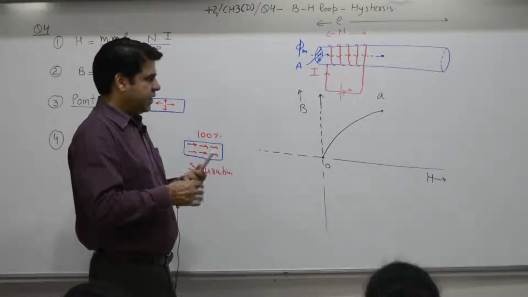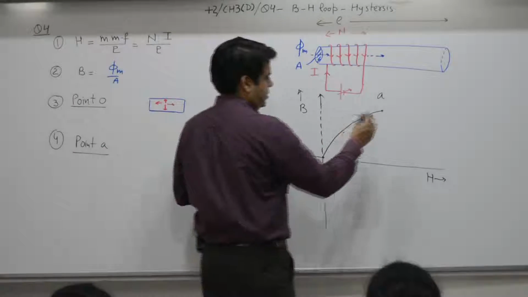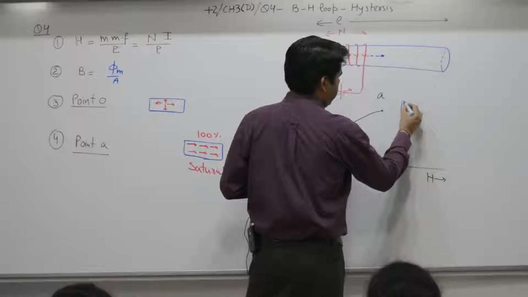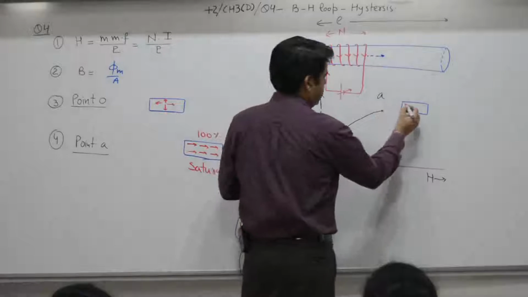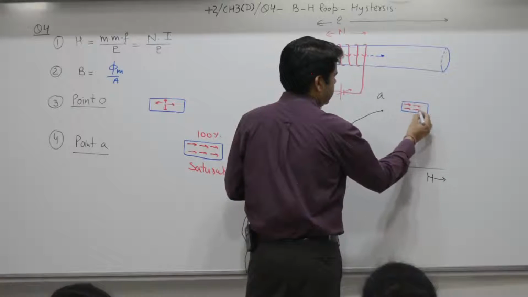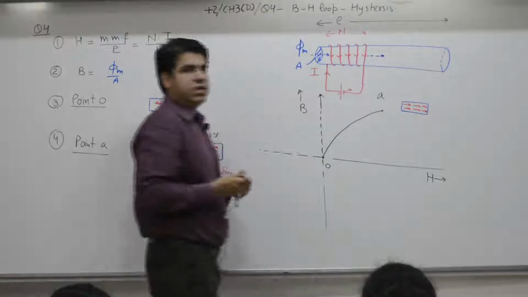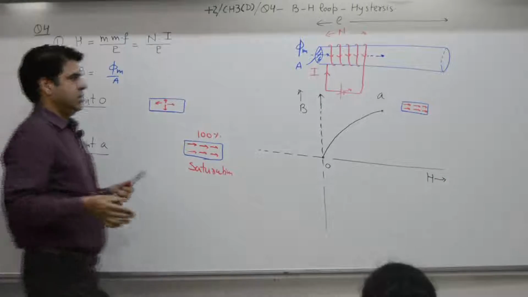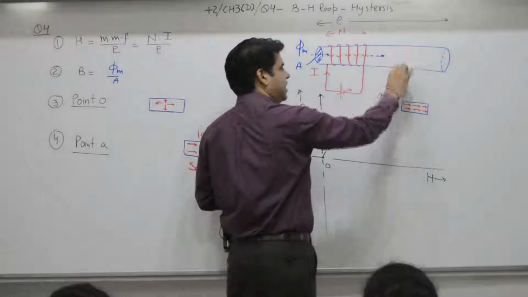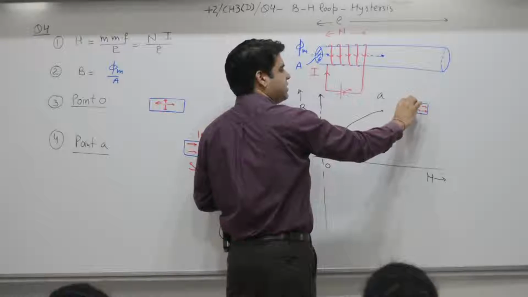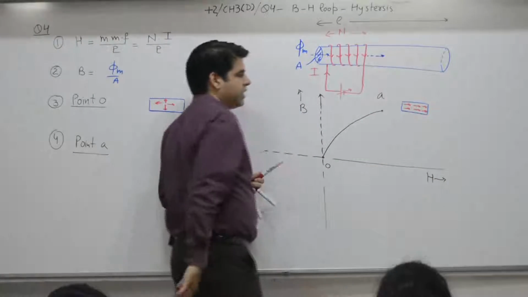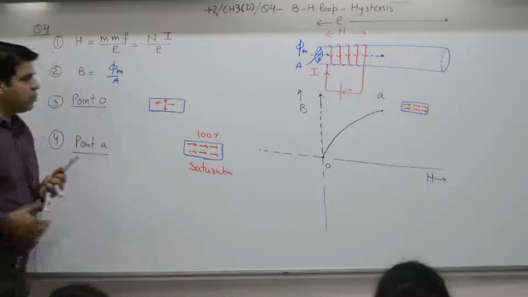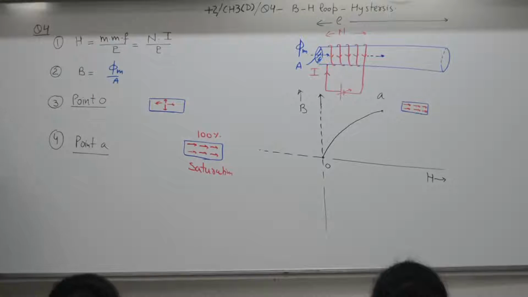So at A, I can draw the diagram here also, that at A, these are aligned parallel, 100% orientation or saturation. This material I have placed here because I will change this when I move to the reverse direction. That is why it will be difficult to draw here. So two points, point O and point A, and the time with you is 2 minutes.